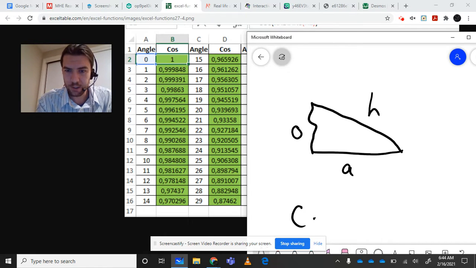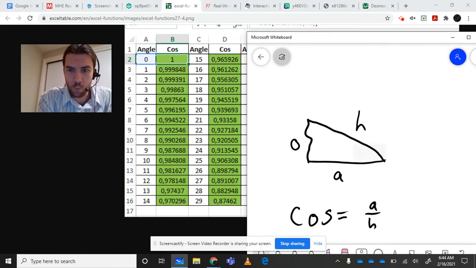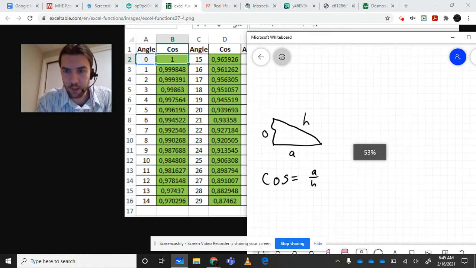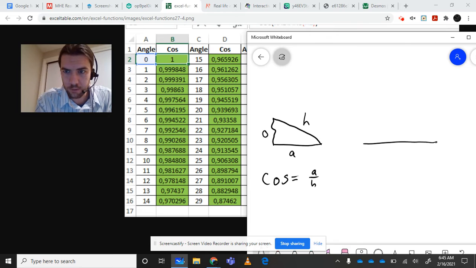Cosine is comparing your adjacent to your hypotenuse. Well, if you only have a 1-degree angle, if you got this really, really skinny angle, the hypotenuse is always going to be longer than the other two sides. But if we only have a 1-degree angle, it's not going to be much longer, right?